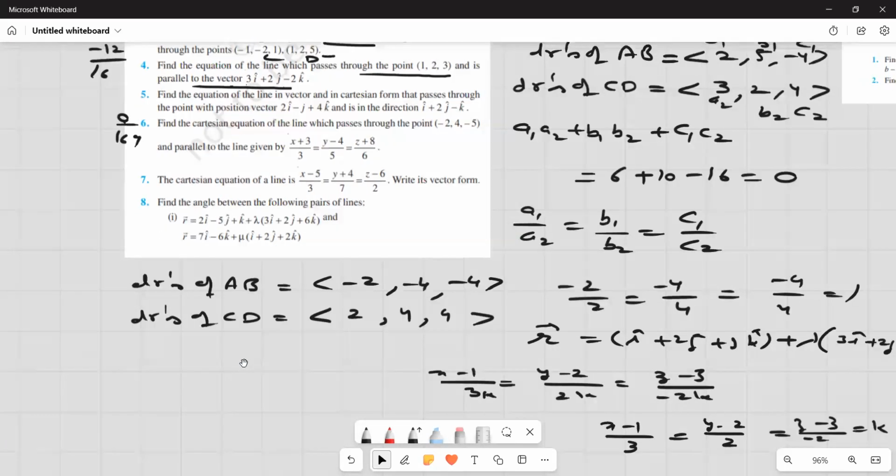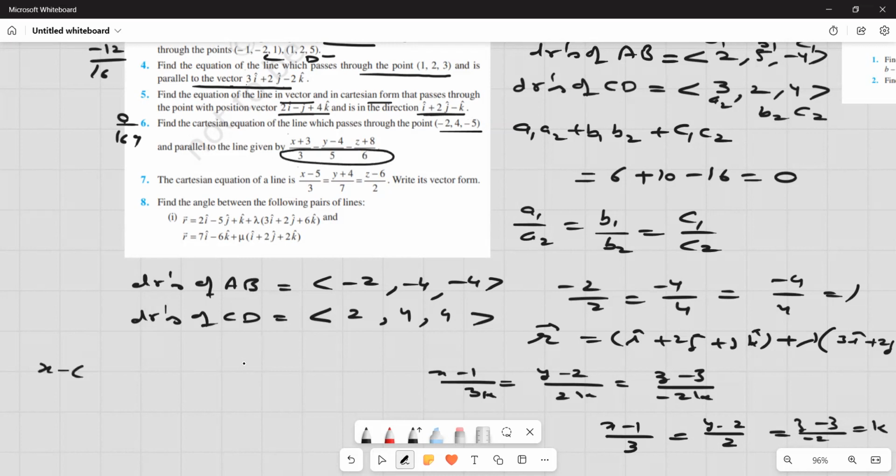Next, find the equation of the line in vector form and Cartesian form which passes through the given point and whose direction is this. So this is your DRs and this is the point. So please try this question. Next, the Cartesian equation of the line which passes through this point and is parallel to this line. So these are the DRs given. So what will be the equation?